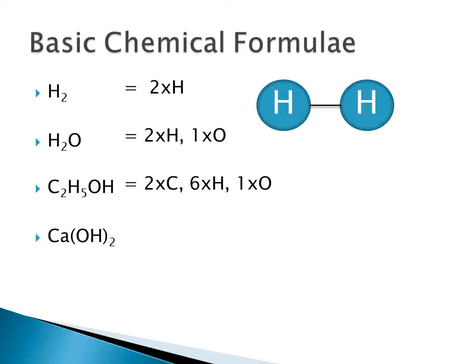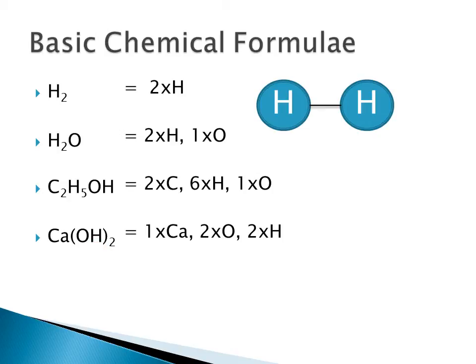Moving up a step, we have calcium hydroxide. Now here we're suddenly getting brackets. Brackets aren't really that hard, you simply treat everything inside them as one thing. So here we have 2 lots of the brackets. So the calcium is outside, it doesn't get affected. So we have 1 calcium, 2 oxygens and 2 H's.